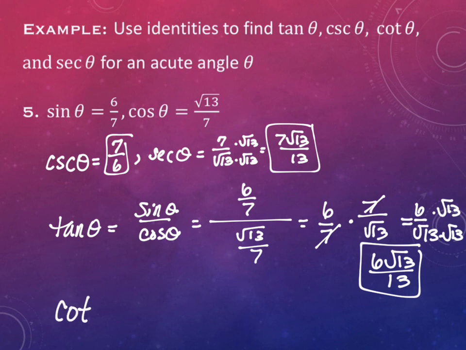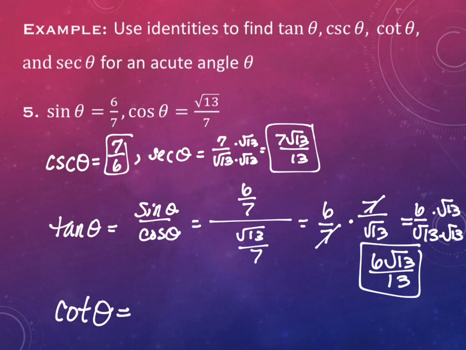The last trig function is cotangent. What am I going to need to do for cotangent? Well, yeah, I can do 1 over tangent, a reciprocal identity. I could do cosine over sine, right? That would be another option.